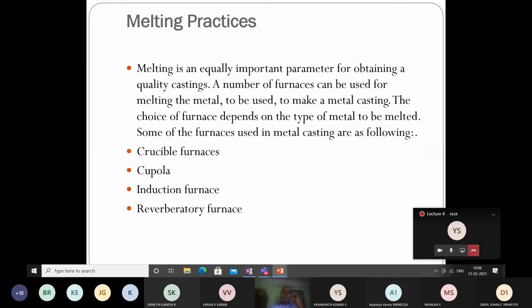So what is melting practice? I told you melting is a very important parameter, just like mold design. A number of furnaces can be used for melting the metal. The choice of furnace depends upon the type of metal to be melted. One is the crucible furnace, which is very common and used for casting. The cupola furnace is very popular. Then the induction furnace, which is an electric furnace. Then the reverberatory furnace, in which there is a burner on the wall of the furnace. These are the various types of furnaces.